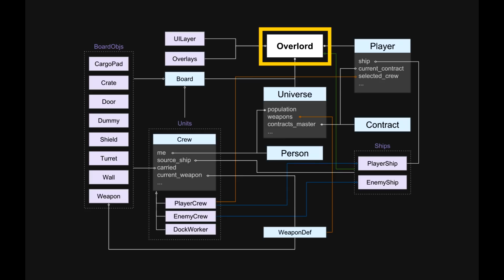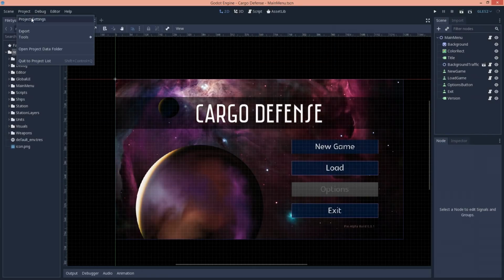Overlord is sort of the central director. It owns the universe, and a lot of other things too. It's responsible for major state changes, like entering a space station or starting turn-based mode, but it's also a convenient point of access for everything from the game board to UI overlays. Until recently, this was a script attached to a node in the main in-game scene, and almost every script in the game would use getNode to retrieve a reference to it. But now that I've learned about autoload, that's not necessary.